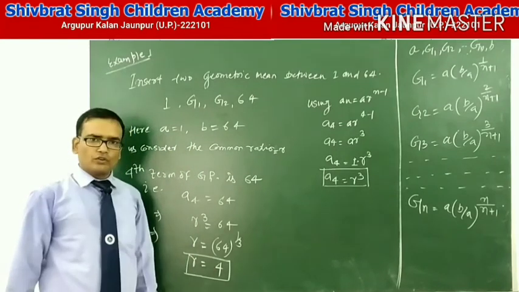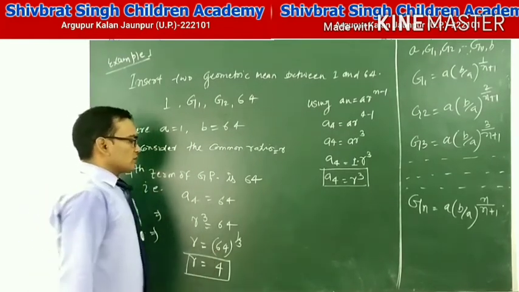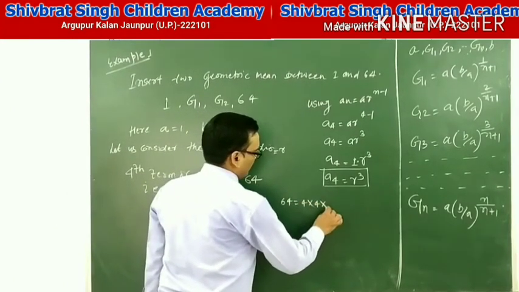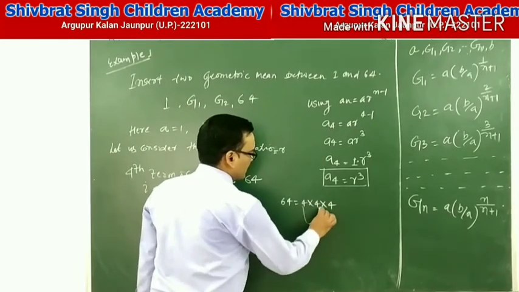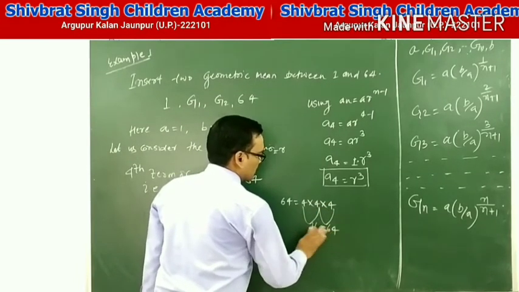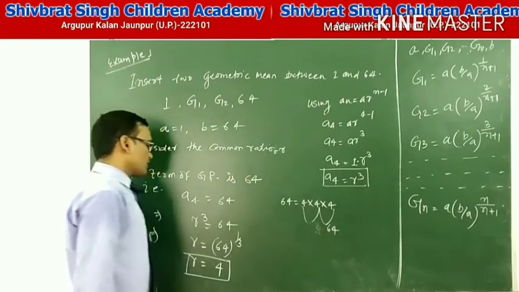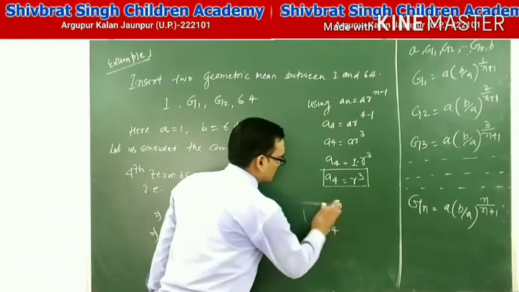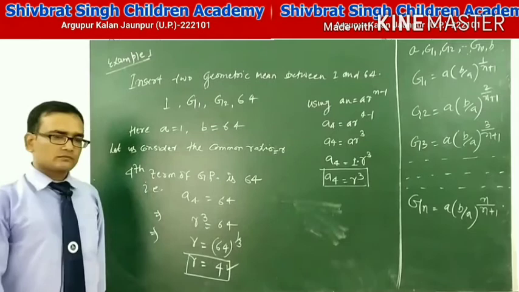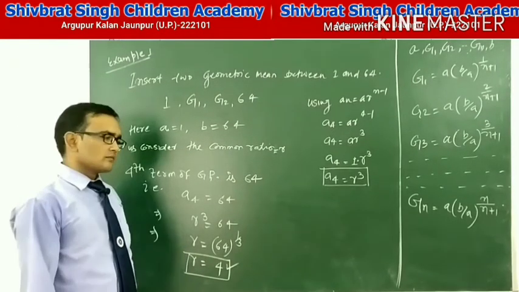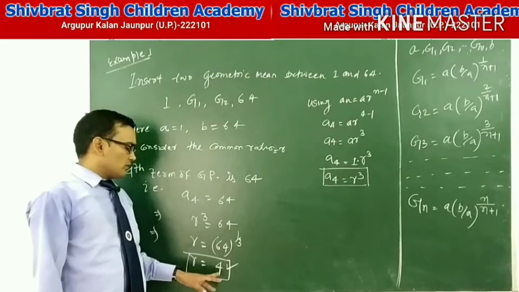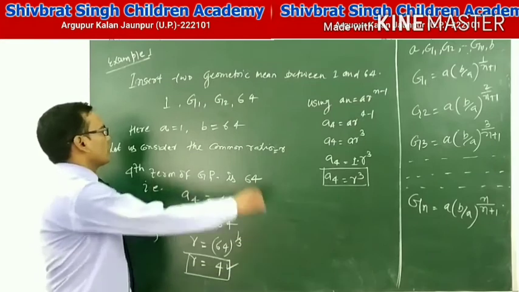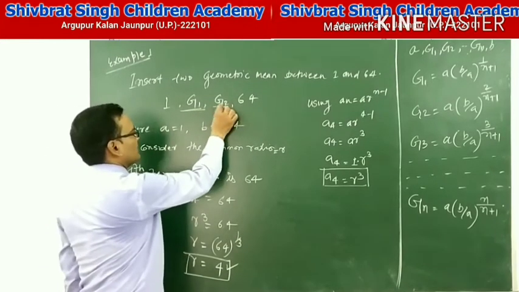Here the cube root of 64 is found by writing 64 as 4 multiplied by 4 multiplied by 4. 4 fours are 16 and 16 fours are 64. That means the cube root of 64 is 4. Here the value of r equal to 4. Again we find the value of G1 and G2.